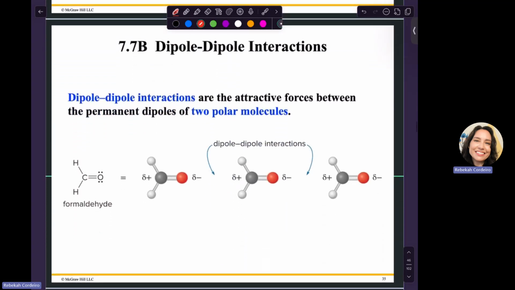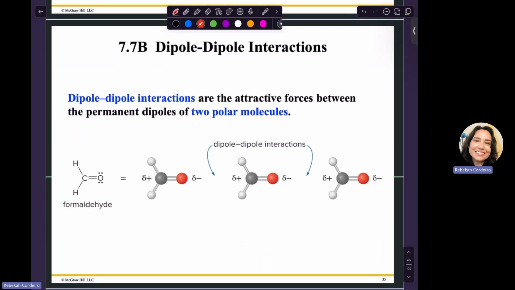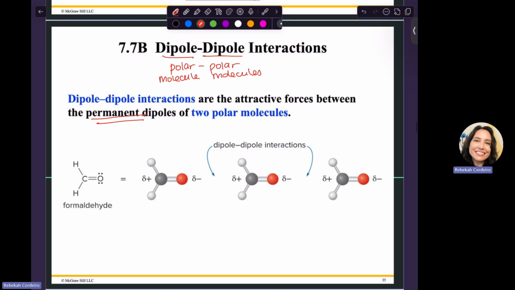Dipole-dipole interactions are the attractive forces between two actual polar molecules. So dipole-dipole means polar-polar. So polar molecule and a polar molecule. So who can have dipole-dipole interactions? Polar molecules. If it's not polar, it cannot have dipole-dipole interactions. So polar molecules have London dispersion forces because they have electrons, but they also have these dipole-dipole interactions, and these are permanent dipoles. So this is always one side is positive and one side is negative, but it's essentially the attraction between the positive and negative side.